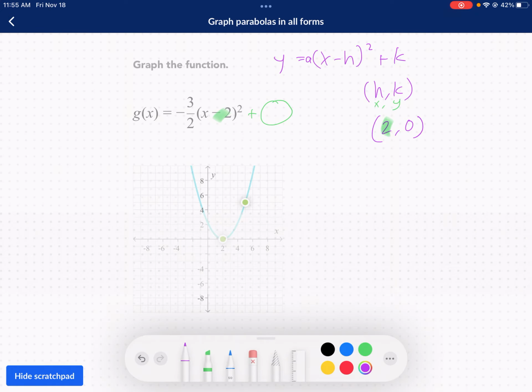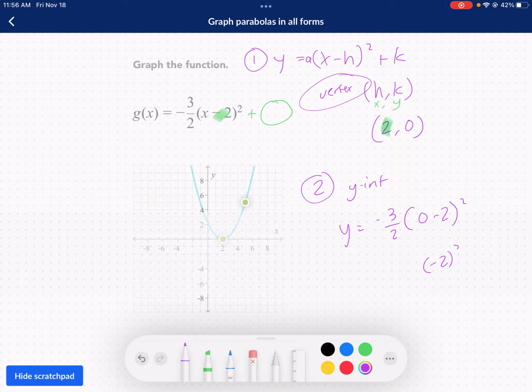And the second piece for graphing in vertex form: first step is finding the vertex. So there it is, the vertex, we just found it. Second step is finding the y-intercept or any other point. I just think the y-intercept's a little bit easier, because what we're going to do is plug in 0 for x. We have 0 minus 2 squared. That gives me negative 2 squared. And then I multiply negative 2 times negative 2, and that gives me 4 times negative 3 over 2.